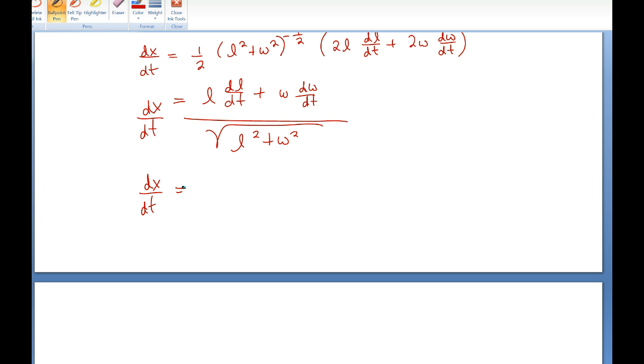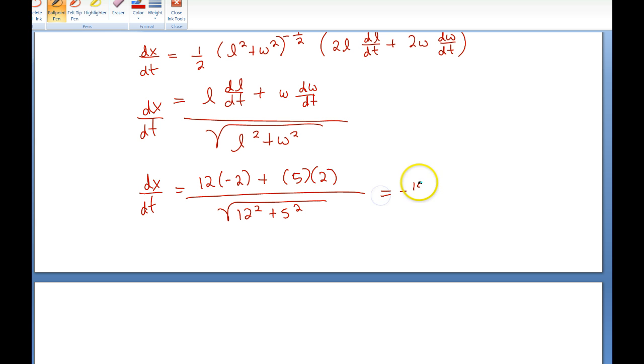So L was what, 12? Yeah. And negative 2, plus 5 and 2. 12 squared plus 5 squared. Anybody have an answer for that? I got 14 over 13, negative 14 over 13. And this is centimeters per second because it's just the diagonal.